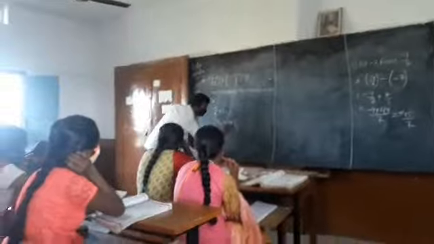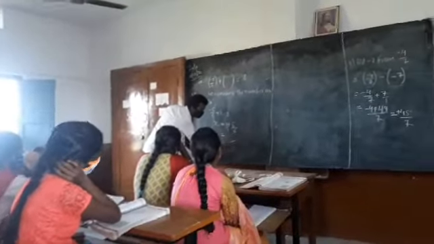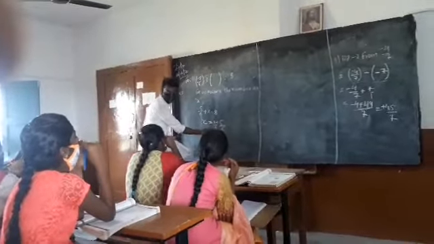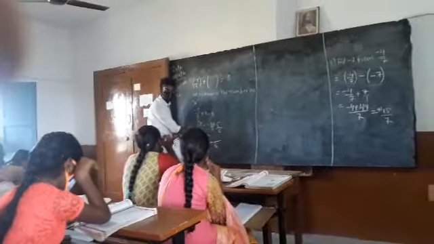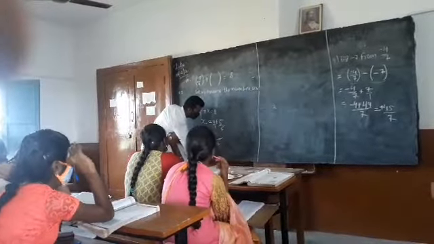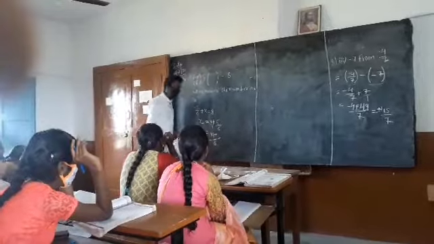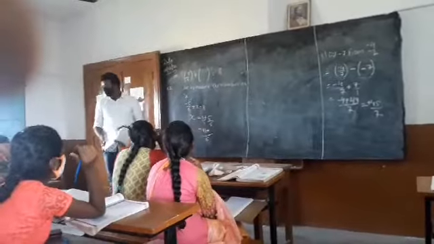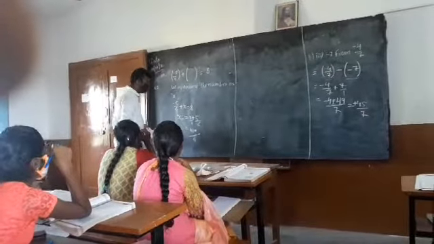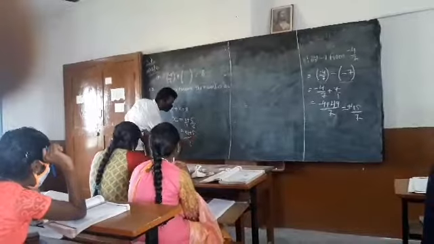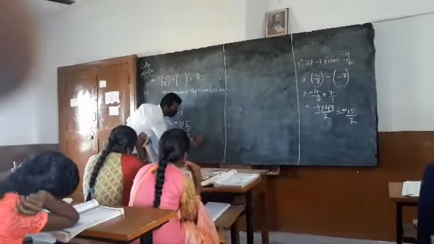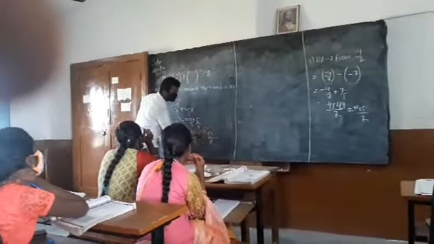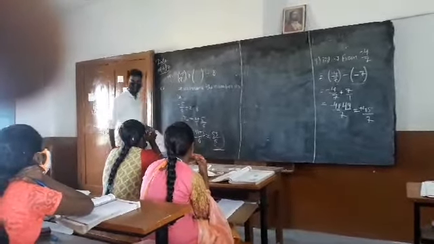Let us do it. Take 1 as denominator. Common denominator will be 6. How many times does 1 go in 6? 6 times. 6 into 8 is 48. How many times does 6 go in 6? 1 time. 1 into 5 is 5. 48 plus 5 is 53. So x is 53 by 6.